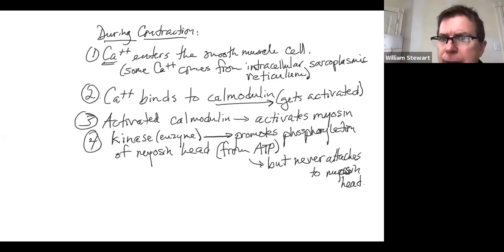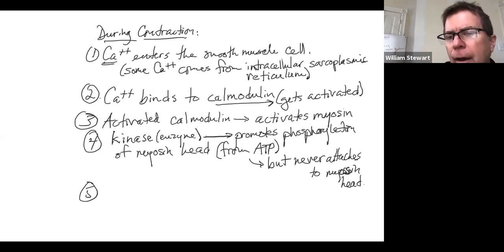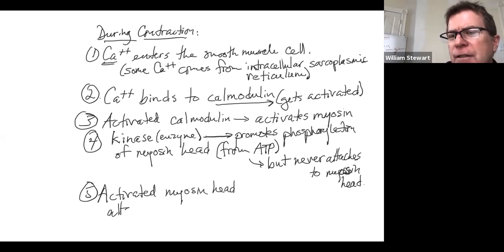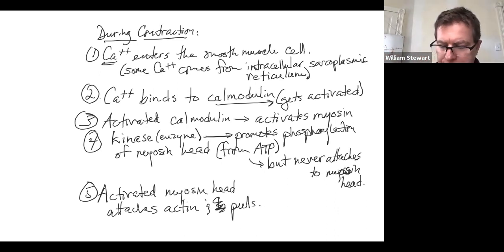Finally, number 5, the activated myosin head forms cross bridges with actin in a similar situation, and then it pulls actin. So I'm just going to write activated myosin head attaches actin and pulls. There is no M line, so it sort of pulls in these long wavy motions that produces that squeezing action.